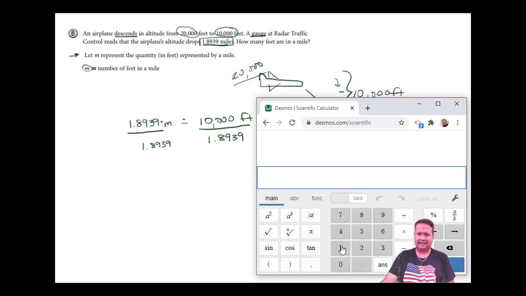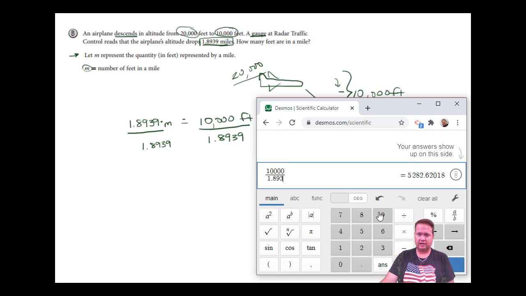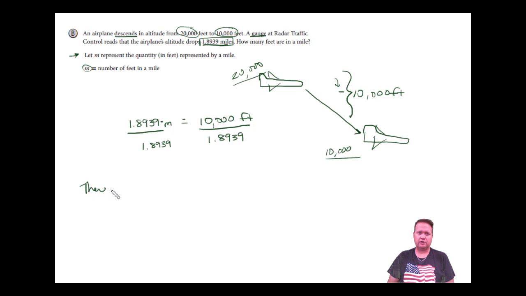We're going to take that 10,000 and divide it by 1.8939. It's going to write it as a fraction, just like our equation. You always want to check and make sure you punched it in correctly, and you'll see there's our answer right there. We're not going to get into the decimals, but what we now know is there are 5,280 feet in 1 mile. Thanks to our equation.